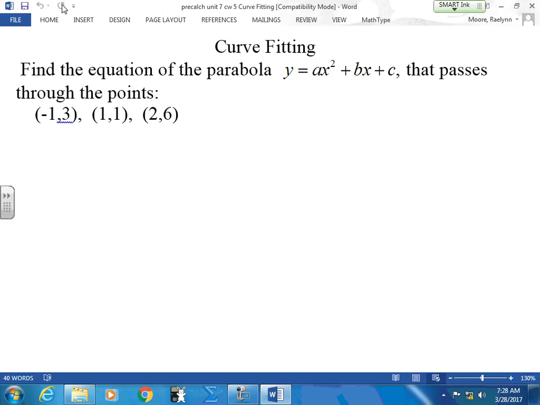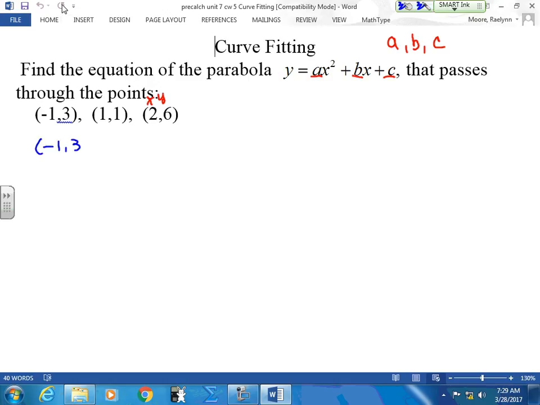Now, all we're going to do is take these 3 points and fit it into that equation. So because we have x, y points, we're going to plug in your x and your y. So your variables are going to be these. And so therefore, 3 points, 3 variables, 3 equations. And we're going to solve them like a system of equations. Make sense?